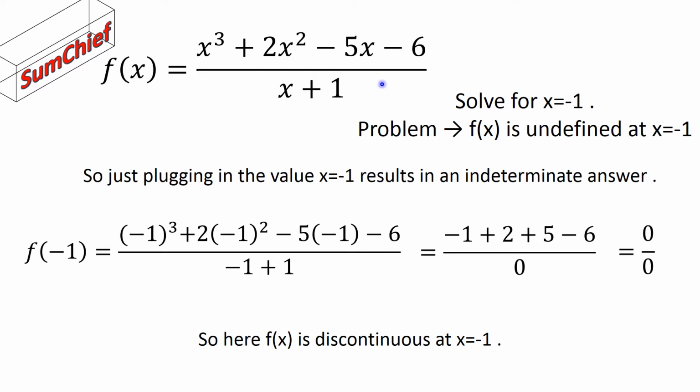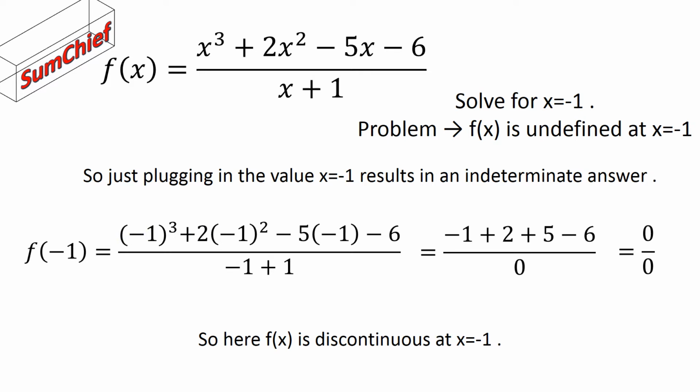And you can see that the cubic polynomial in the top, x cubed plus 2x squared minus 5x minus 6, is divided by x plus 1. So we're going to go ahead, plug in x equals -1 into the function, see what happens.